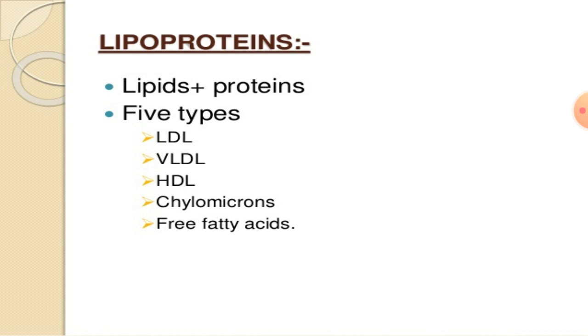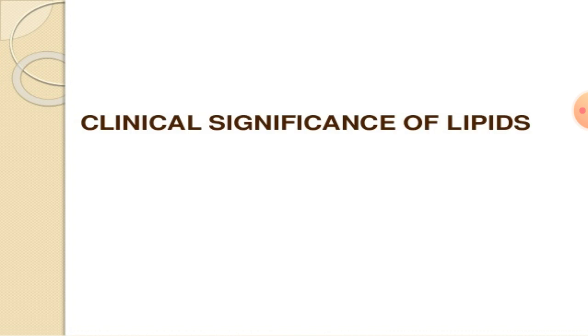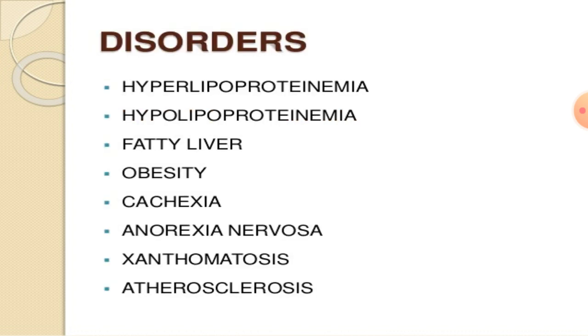Lipoproteins. Lipoproteins are nothing but lipids and proteins. There are five types of lipoproteins. Then clinical significance of the lipids and disorders of the lipids. You can see here hyperlipoproteinemia, hypolipoproteinemia, fatty liver, obesity, cachexia, anorexia nervosa, xanthomatosis, and atherosclerosis.